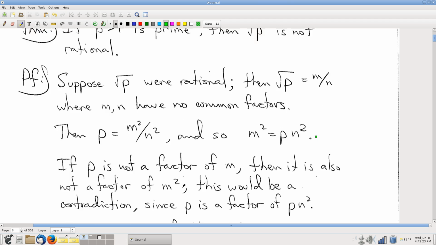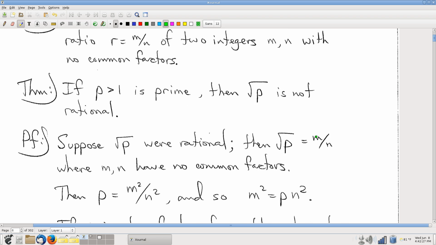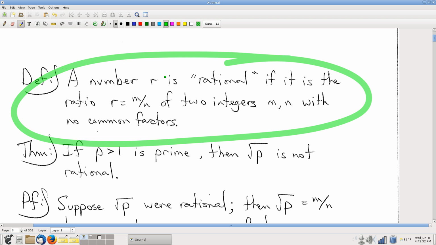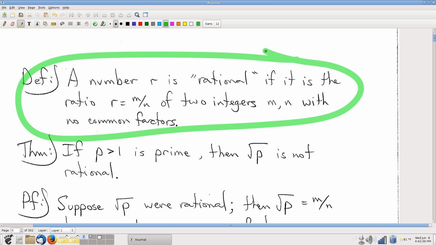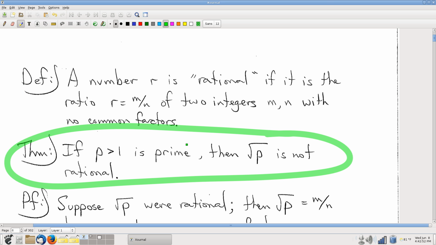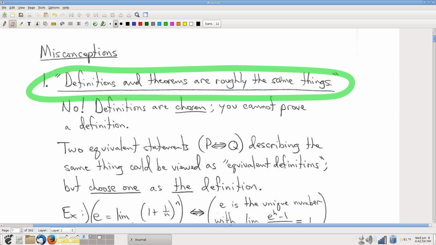These are very different things, and students very often have difficulty seeing the difference because they both just kind of look like statements about math. This appears to be a statement about math, and this appears to be a statement about math, but it's important to realize how very, very different they are. This is just putting a label on a concept. There's no mathematical truth that's being asserted here, whereas here there is. So that's an important thing to understand.